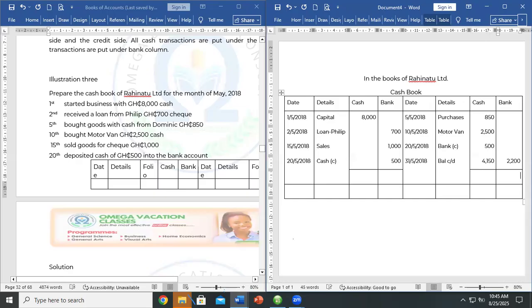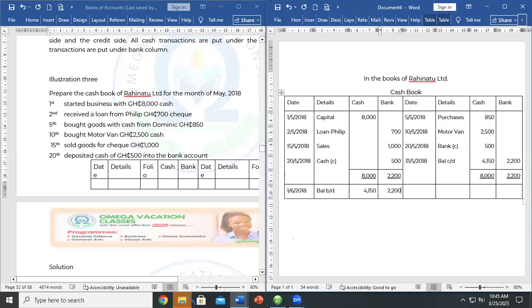Then you can now put in the totals. 2,200 here, and the cash will be 8,000. 8,000 and 2,200. Then you can now bring the brought down, which will be the first of June 2018, balance brought down. You have 4,150 for cash and 2,200 for bank. And that's it.